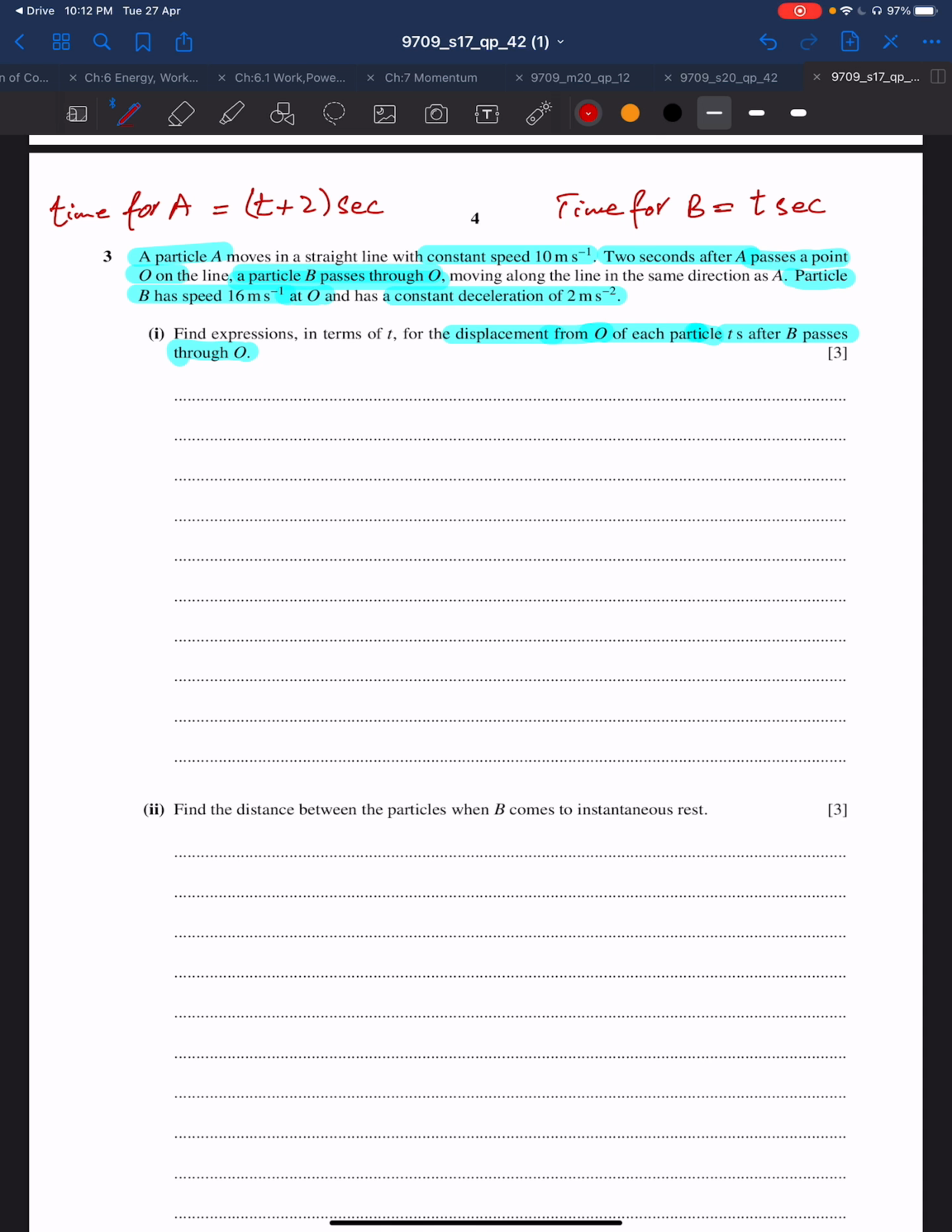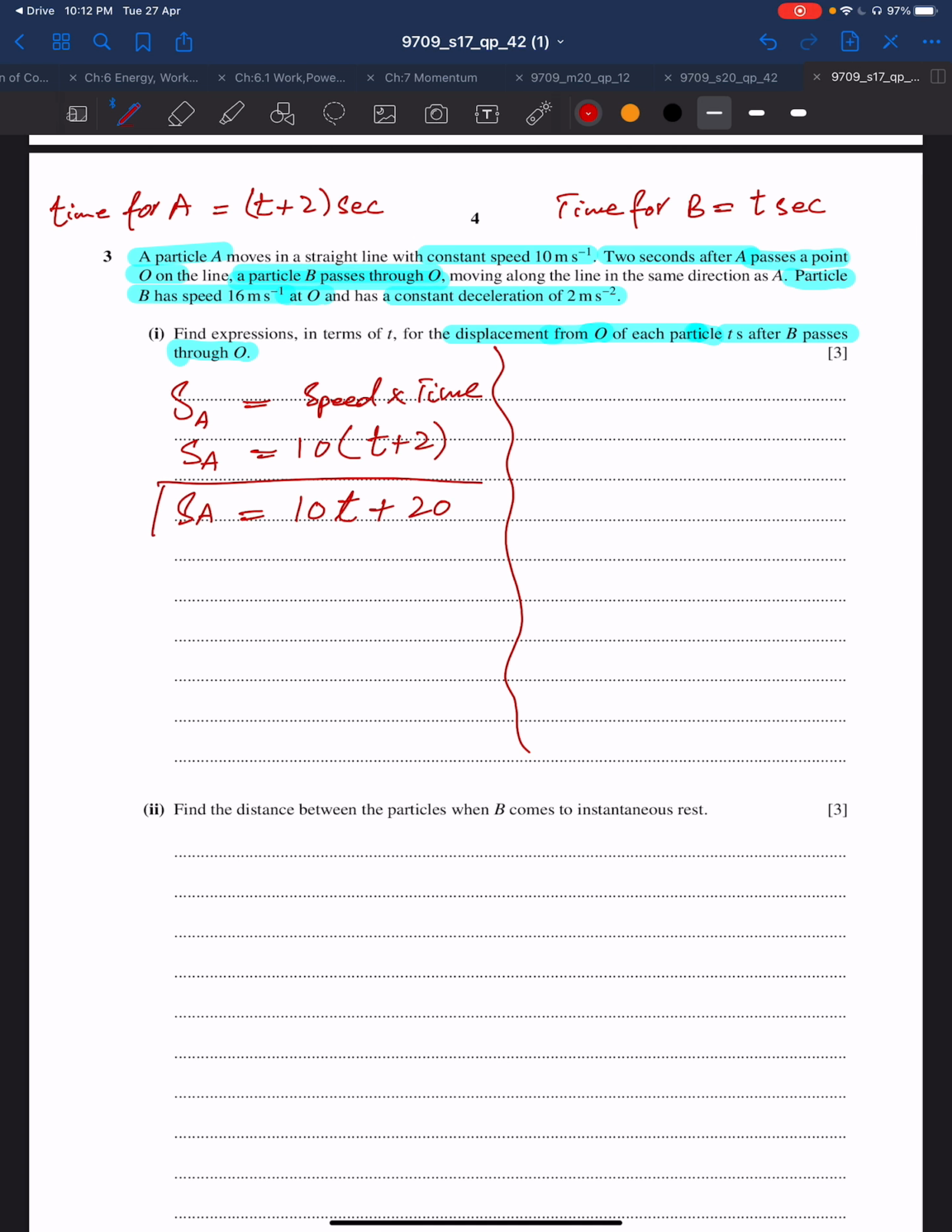Now they are saying find an expression for the displacement. As A is moving with a constant speed, you know that displacement is speed into time. So displacement of A is equal to speed into time, that is 10 times t plus 2. So S, displacement of A in terms of t, is 10t plus 20 meters.